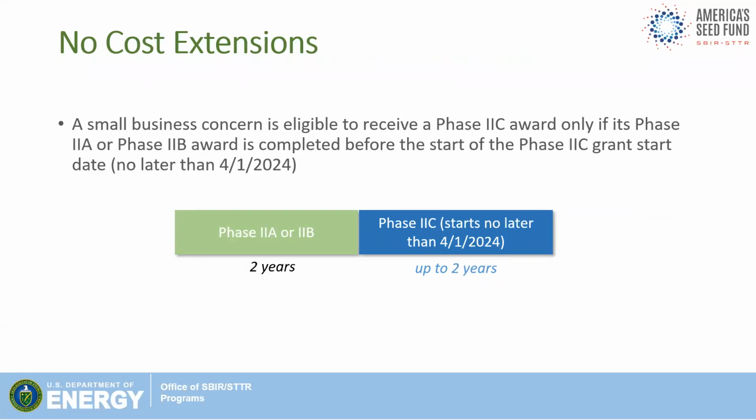Just like the other programs, you are eligible to receive a phase 2C award only if your 2A or 2B award is completed by the start date, which is anticipated to be April 1st, 2024. So complete those second phase 2 awards if you're looking at receiving a phase 2C award.